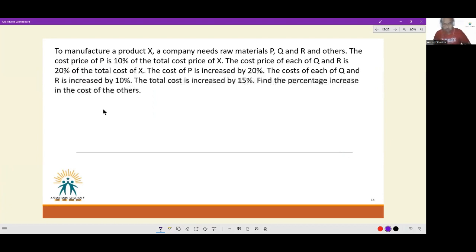Okay. To manufacture a product X, the company needs raw materials P, Q, R, and others. And of course, total. The cost price of P is 10% of the total cost price of X. The cost price of each of Q and R is 20% of the total cost of X. So I'm saying let the total cost initially be 100.